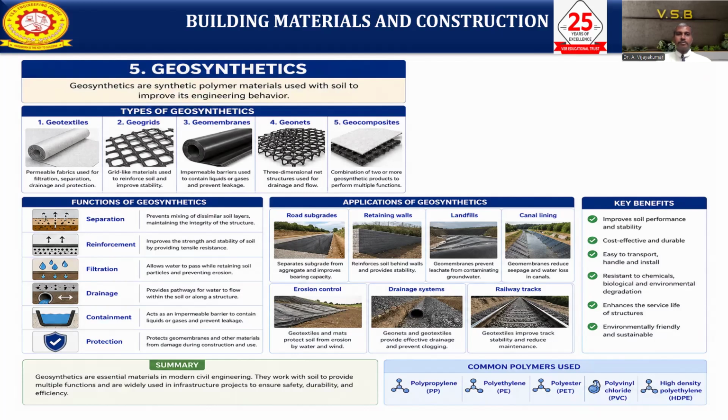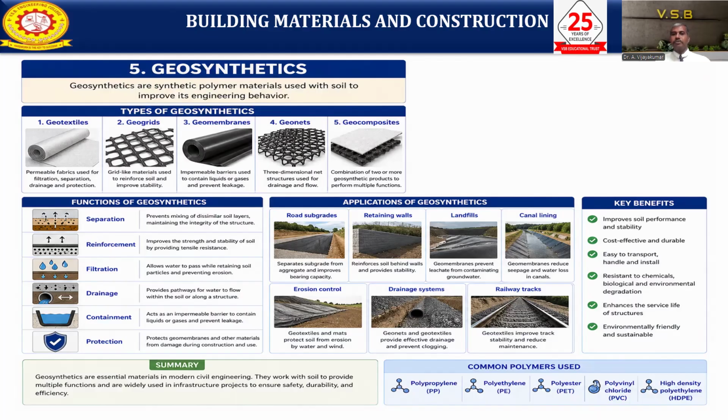Here you can use geotextile for filtration. It allows water to pass while retaining soil particles and preventing erosion, so it controls erosion. For drainage, it provides pathways for water to flow within the soil and along a structure. For containment, you can hold the water, using it as a barrier for water storage, acting as an impermeable barrier to contain liquid or gases and prevent leakages. Protection means protecting geomembranes and other materials from damage during construction.